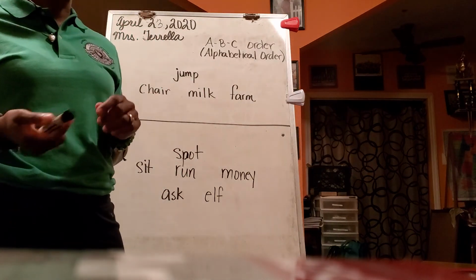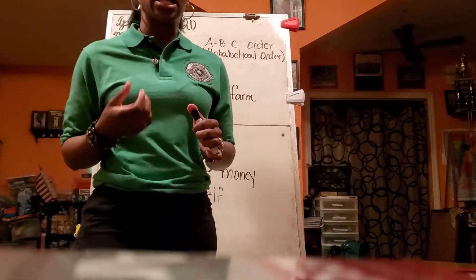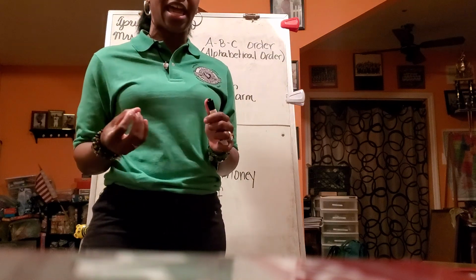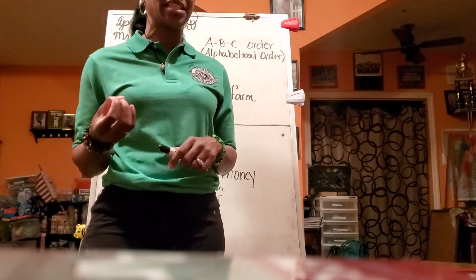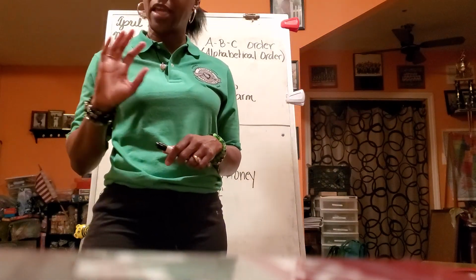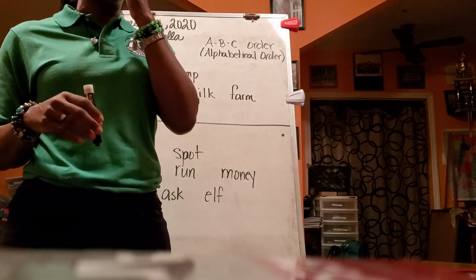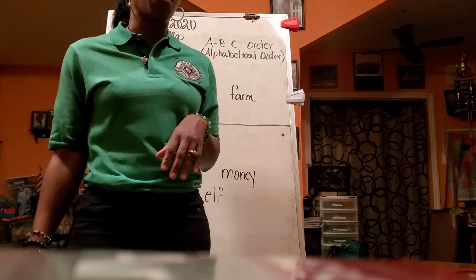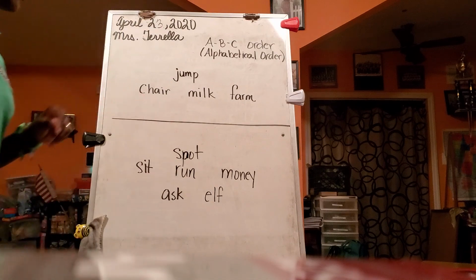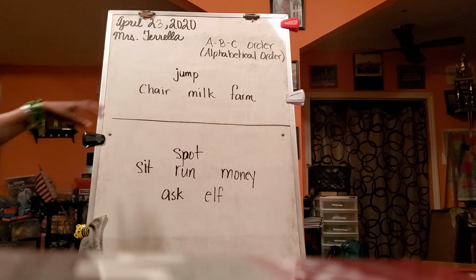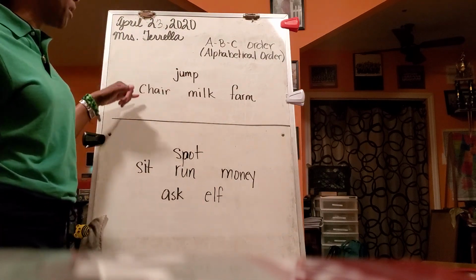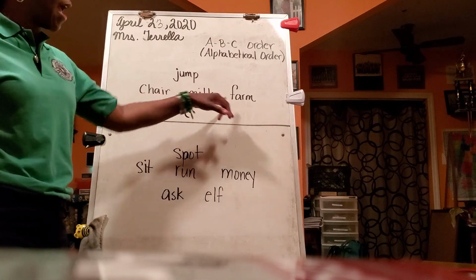You also want to remember that a rhyming word is two words that sound the same and they usually have the same ending sound. So you want to make sure you know that as well. All right, let's look at this alphabetical order, ABC order. We have four words. We have jump, chair, milk, and farm.